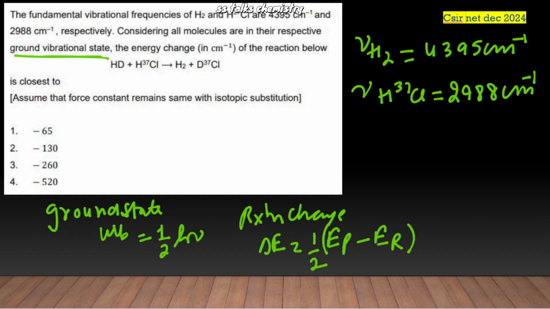This we have to divide by 2 because we are talking about the ground state energy. Now the energy of the products will be the stretching frequency for the hydrogen plus that of the deuterium, which is with the 37Cl, right? And similarly the energy for the reactants is going to be nu for the HD plus nu for the H37Cl, right? So I have the stretching frequencies for the hydrogen and the HCl, but I do not have them for the HD and for the D37Cl. So these we have to find out from the isotopic labeling.